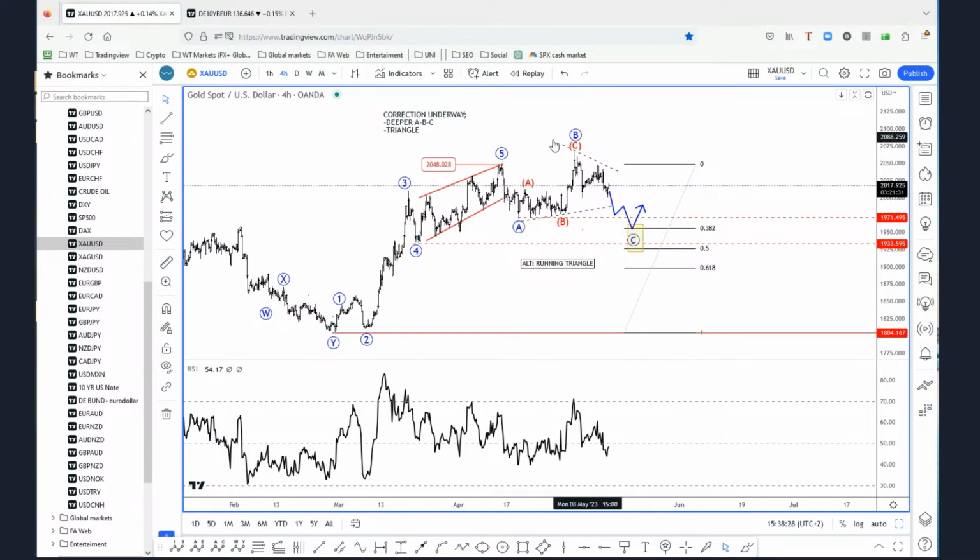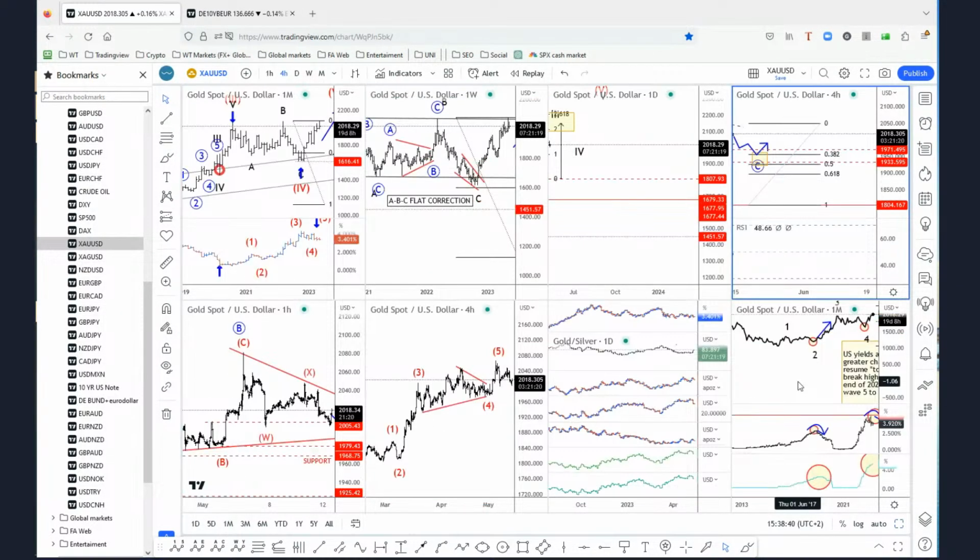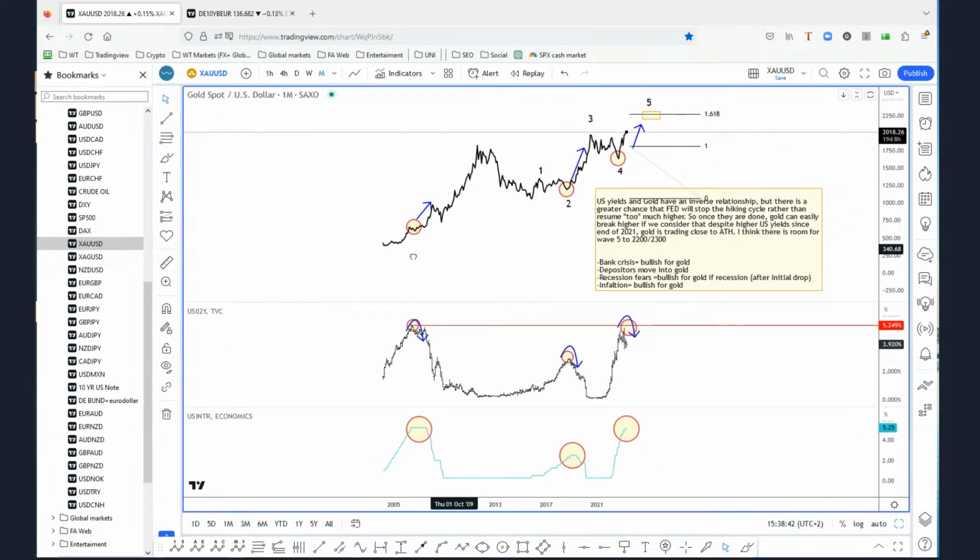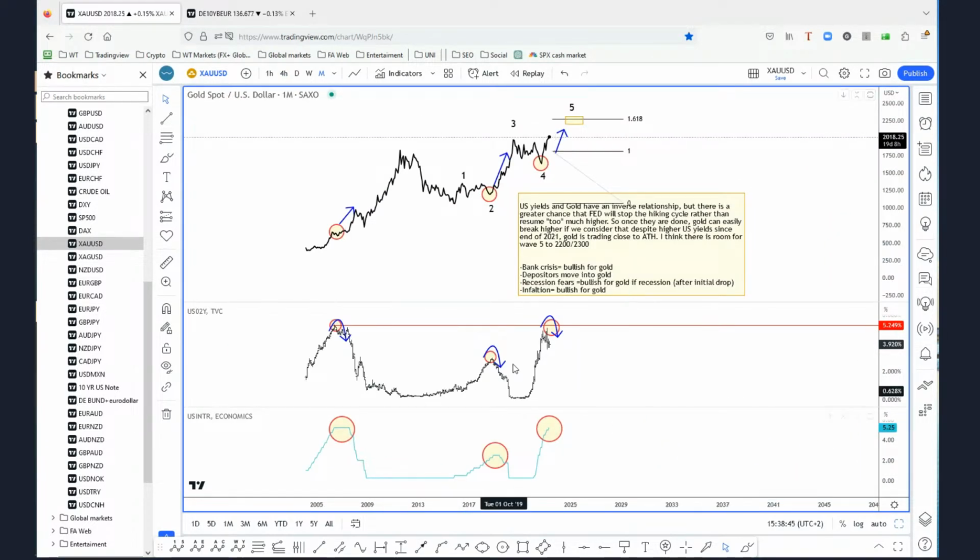So in either case, I think that this is a correction and that we could see potentially more upside, but we will have to wait a little bit longer before this completes. But overall, as I already discussed in one of our webinars in the past, if we really are going to see yields slow down, stop here, maybe even turn down, then this will be the bullish case for gold, in my opinion, based on the past cycles.